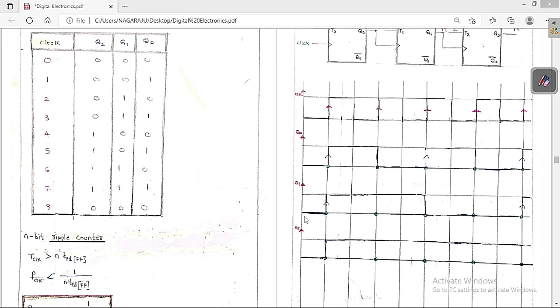So Q2 is always the MSB and Q0 is always the LSB. This is the point that you always have to keep in your mind. See, Q value changes from 0 to 1 whenever the clock is changing from 0 to 1. So Q1 changes whenever Q0 changes from 0 to 1, and Q2 changes whenever Q1 changes from 0 to 1. So with this concept, this is the pictorial graph, but now we will discuss the tabular format also.